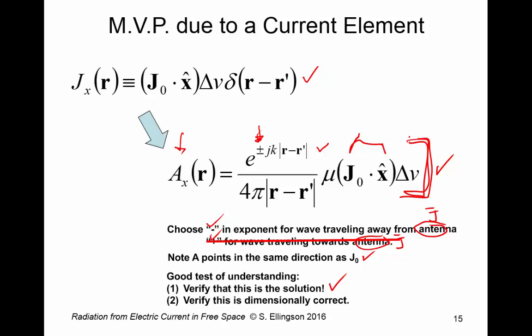Also, you can check and make sure that this is dimensionally correct. In other words, does this have the right units? In other words, do I find that I have Tesla meters here or Webers per meter, given the units that I know these other quantities should have on the right-hand side? So there's 2 good ways to make sure you understand the material.